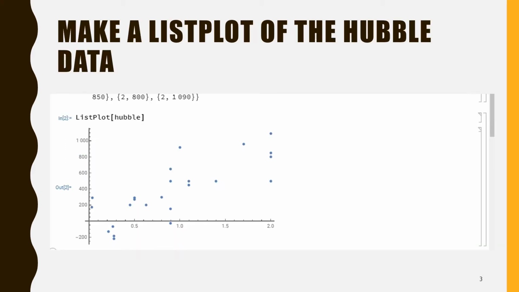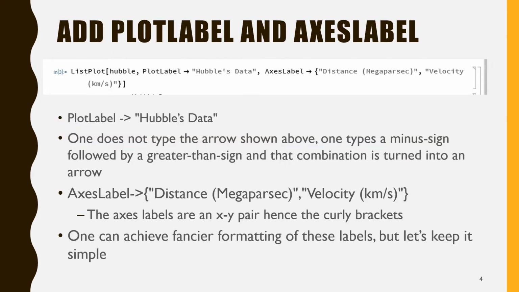The method ListPlot, capital L and capital P, makes a plot, and we are plotting the data Hubble. So ListPlot square bracket Hubble, close square bracket, Shift Enter. We can add additional arguments to the ListPlot method in order to get labels for our plot. So we've added a second argument called PlotLabel, capital P, capital L.